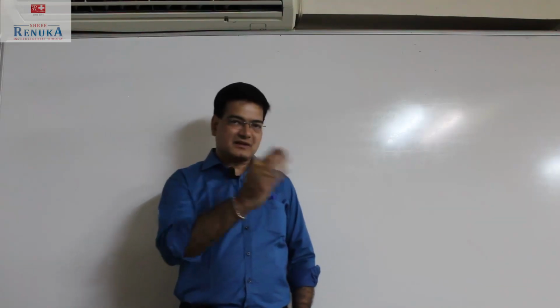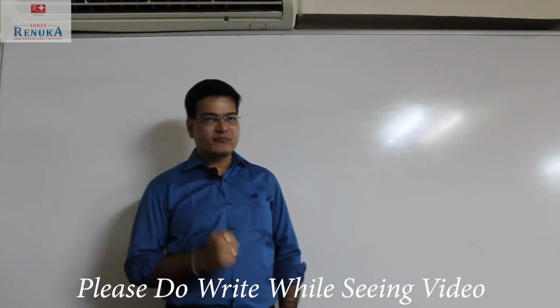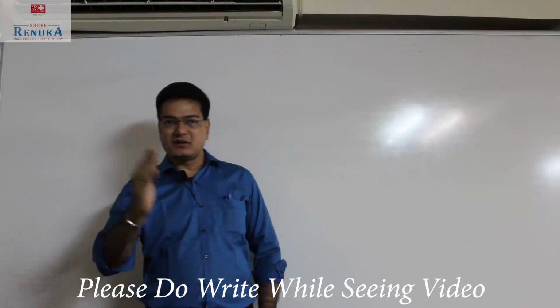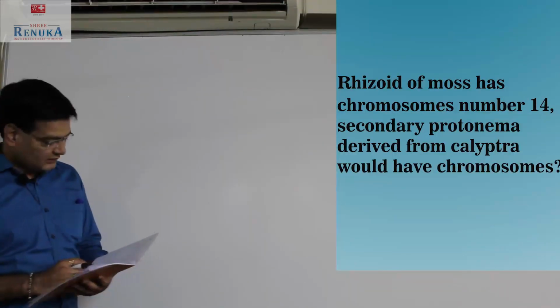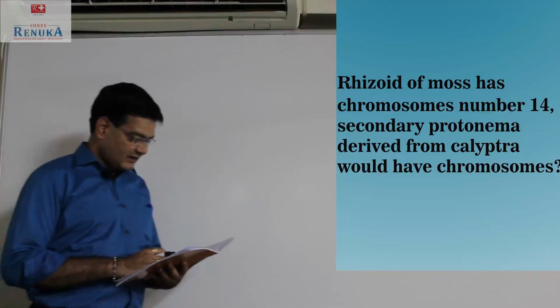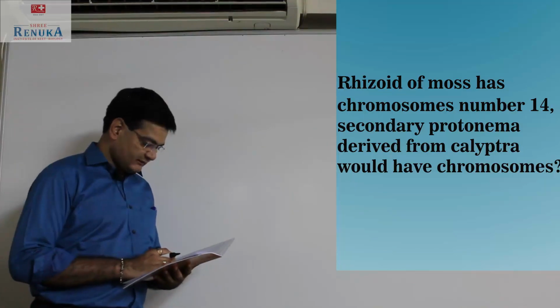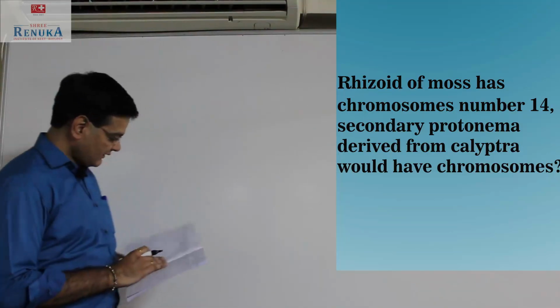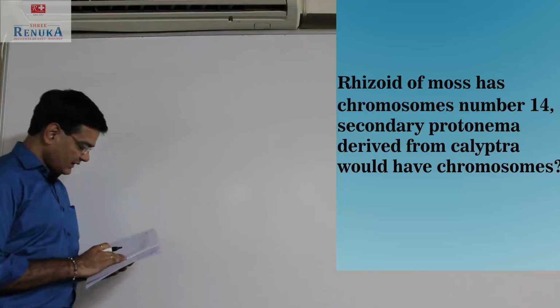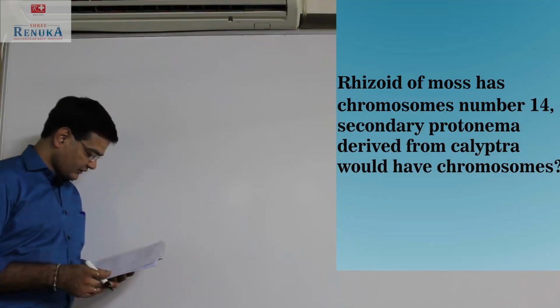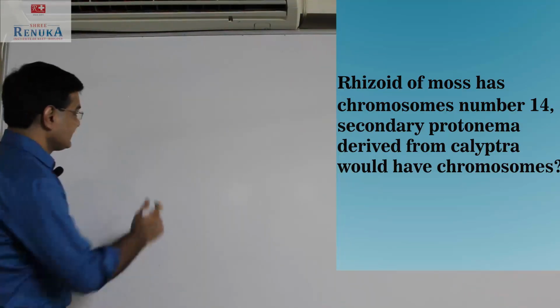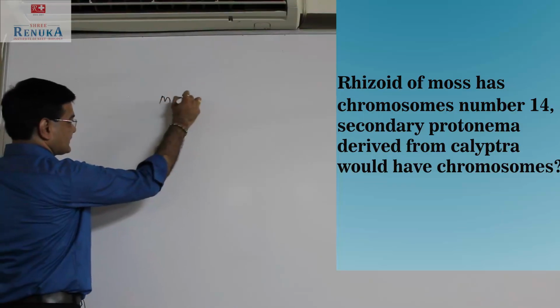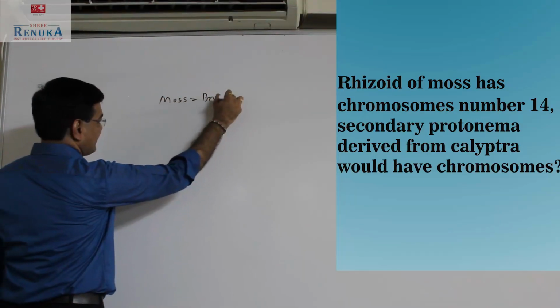How to find out the number of chromosomes in different plant phyla, mainly in gymnosperms and angiosperms, we will discuss. Question: rhizoid of moss has chromosome number 14. Secondary Protonema derived from Calyptra would have how many chromosomes? Students, here they are talking about the moss, and that is Bryophyta.